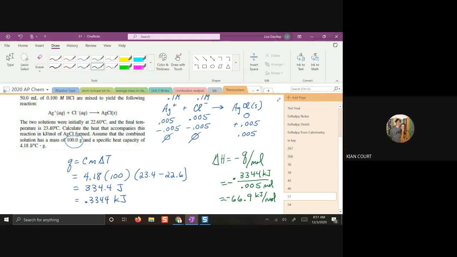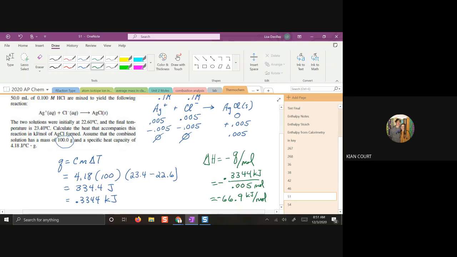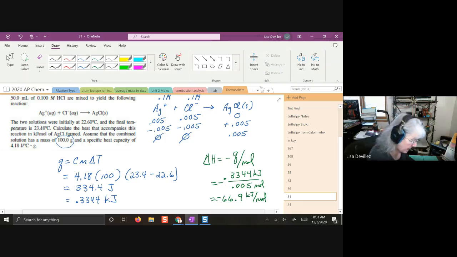Okay, if in the BCA table the moles had been different, which mole would you use for that last part in green? Here in the problem, it said that it wanted it per mole of the AgCl formed. So even if it was a limiting reactant, I still would have looked to see how many moles of the precipitate was formed. Thanks. Uh-huh.